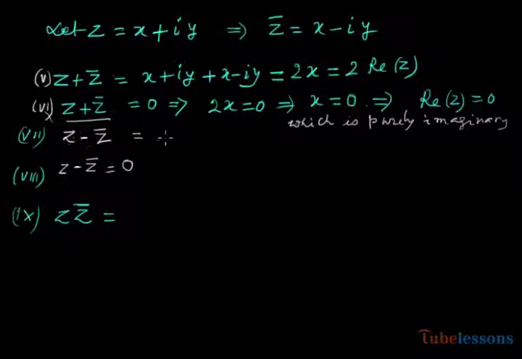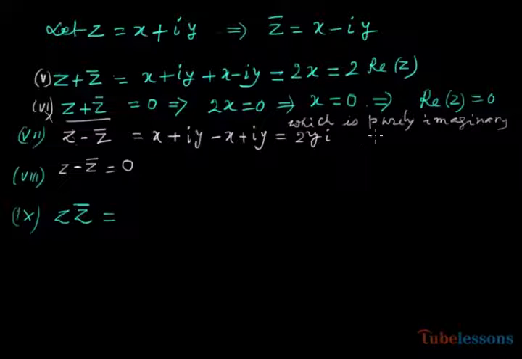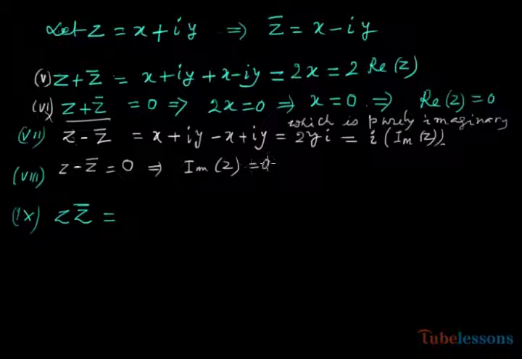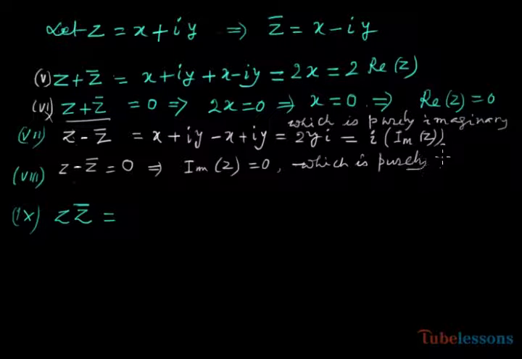Now Z minus Z bar. Z is x plus iy minus its conjugate, that is minus (x minus iy), which is equal to 2iy, and this is equal to 2i into the imaginary part of Z. And if Z minus Z bar is 0, that implies the imaginary part of Z equals 0, which is purely real.